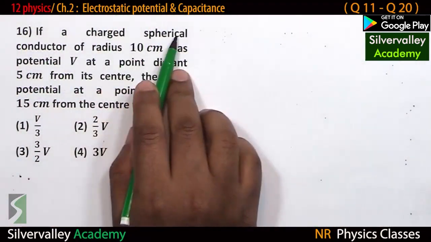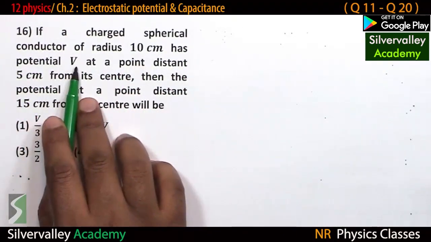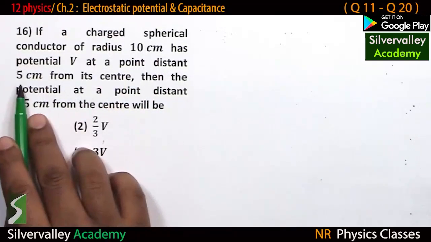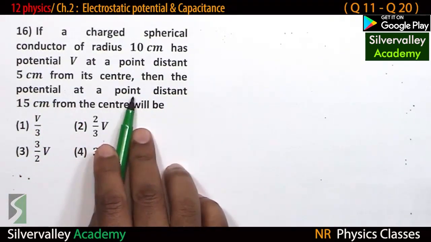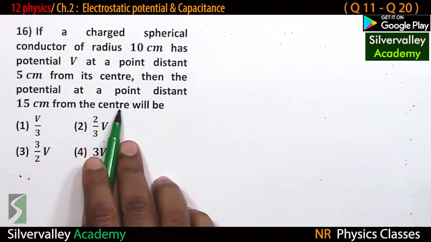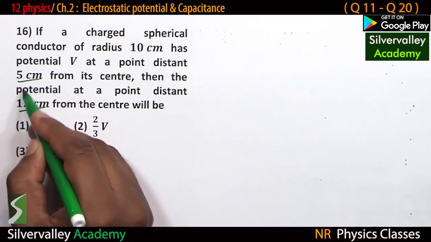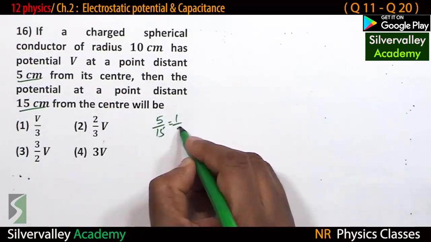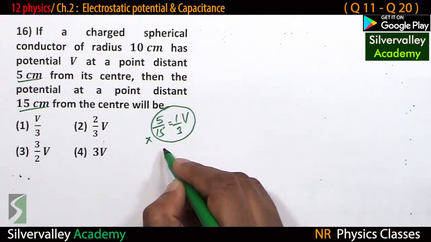If a charged spherical conductor of radius 10 centimeter has a potential V at a point distant 5 centimeter from its center, then the potential at a point distant 15 centimeter from the center will be. So look at these values. Which is the common mistake? It is 5 by 15, 1 by 3, 1 by 3 times V. So this is the common mistake.